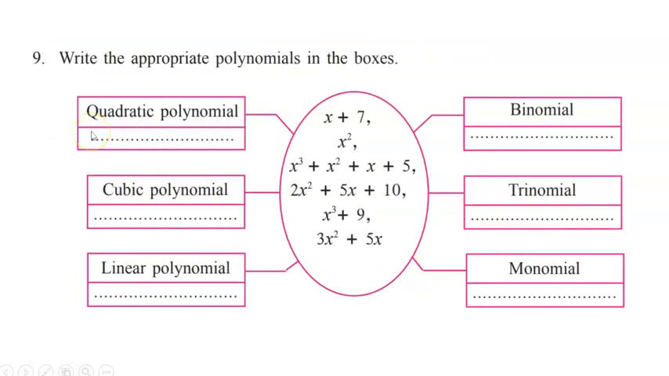Okay, now the next question. Write the appropriate polynomials in the boxes. Now this is a bunch of polynomials, and we want to split them up first by binomial polynomial, next trinomial and the monomial. Binomial means what? It contains 2 terms. Trinomial means what? It contains 3 terms, and monomial contains a single term.